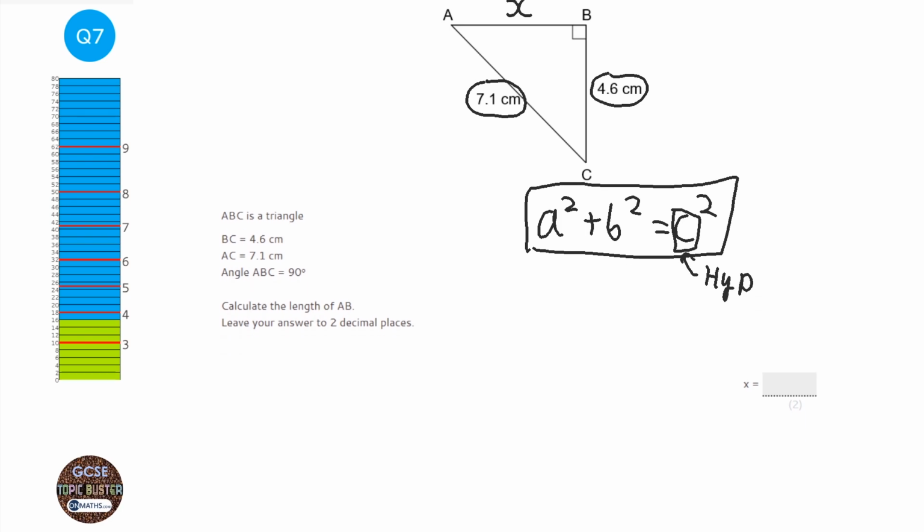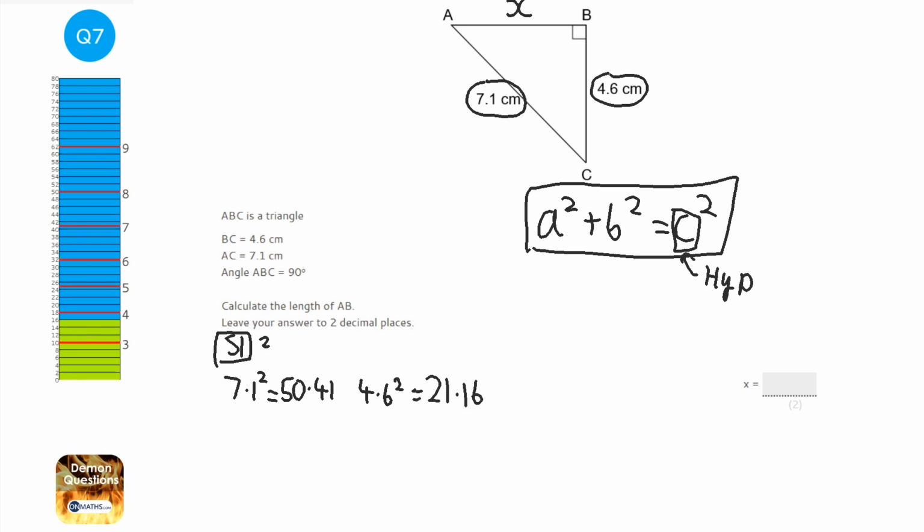So my method comes with 3 steps. Step 1 is just square every number that you have and put the biggest one first. Okay, so I'm going to do 7.1 squared, and I'm going to do 4.6 squared. So on my calculator, 7.1 squared, and that equals 50.41, and 4.6 squared equals 21.16. So step 1's done, I've squared them all.